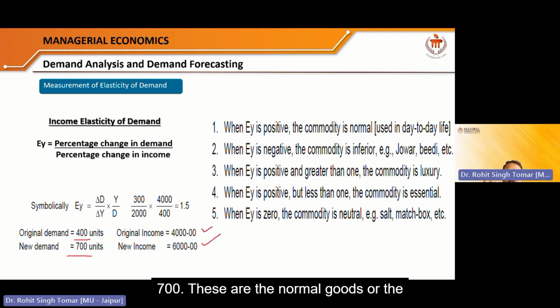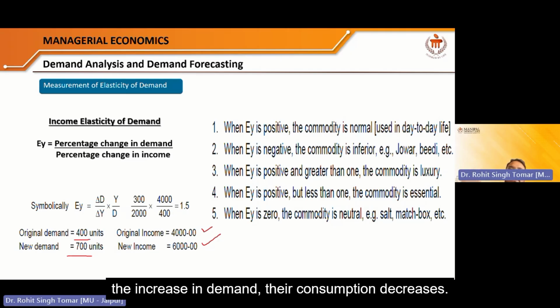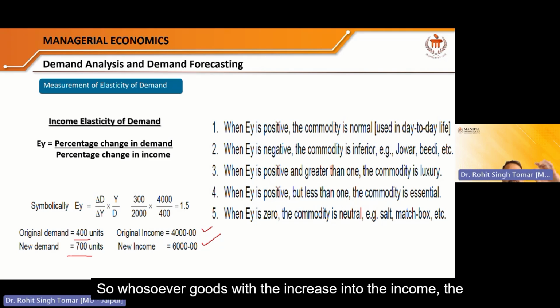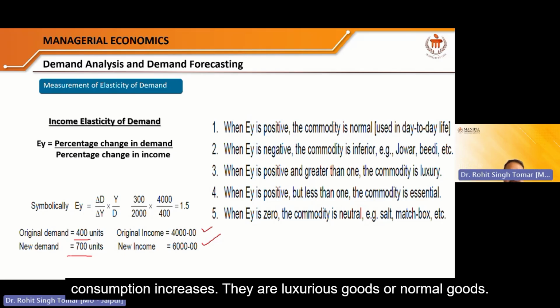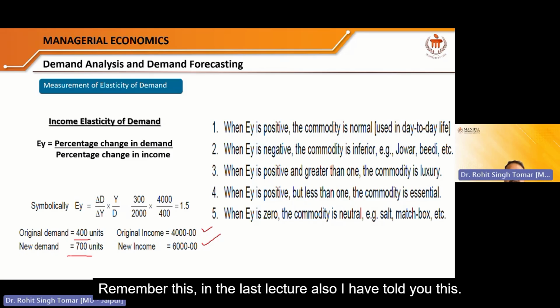These are normal goods or luxurious goods, because in the case of normal goods and luxurious goods, with the increase in income, their consumption increases. But in the case of inferior goods, with the increase in income, the consumption does not increase. So whichever goods' consumption increases with the increase in income are luxurious goods or normal goods. But those goods whose consumption, rather than increasing, goes down with the increase in income are inferior goods. Remember that, I told you this in the last lecture also.